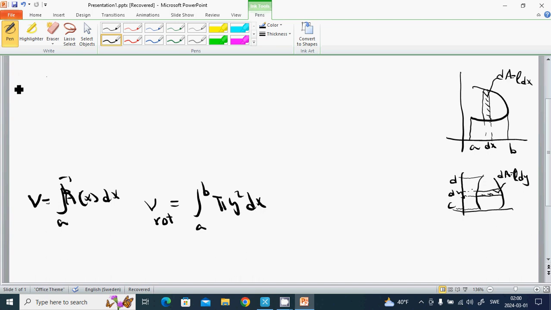Here, we take the circle y equals the square root of r^2 minus x^2, and x belongs to the interval from r minus h to r.